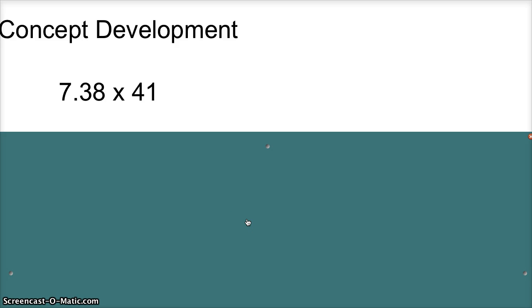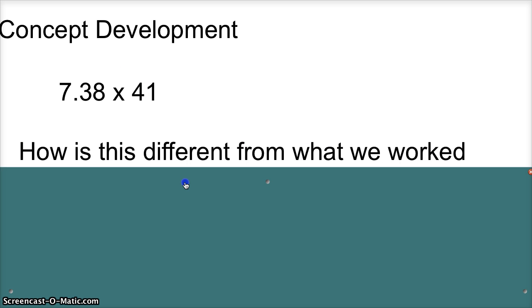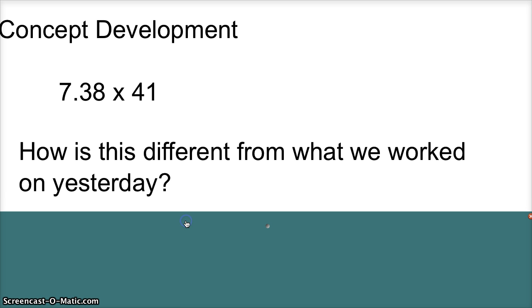All right, this is the concept development for lesson 11 with module 2. Okay, so yesterday we worked on multiplying decimals and whole digit numbers. So we're going to do the same thing today and just kind of focus in that skill. One thing I want you to look at is this problem. How is this problem different from what we worked on yesterday?